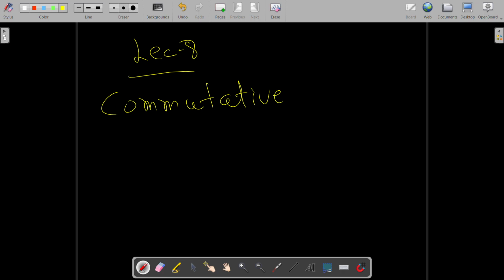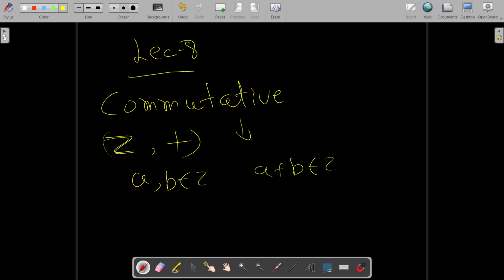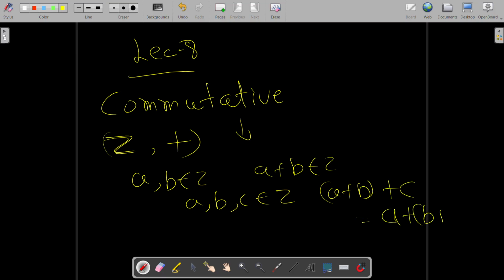So we know the set of integers under the operation addition forms a commutative group, since for any two elements a, b belonging to Z, a plus b belongs to Z, and for any three elements a, b, c belonging to Z, (a plus b) plus c will be equal to a plus (b plus c). So they have closure and the associativity property is satisfied.